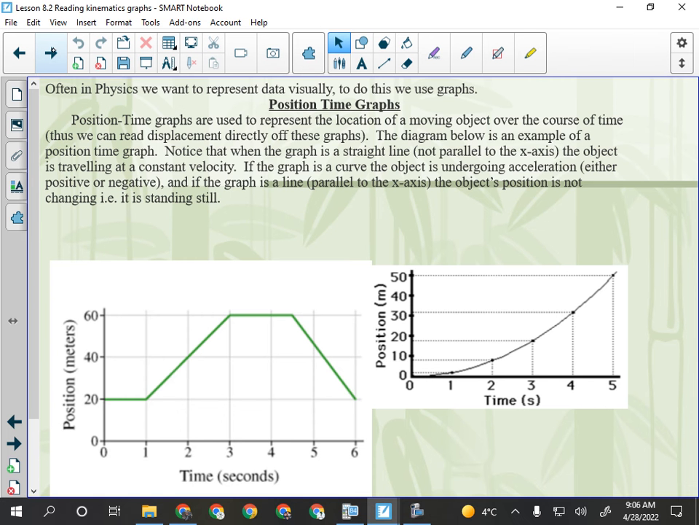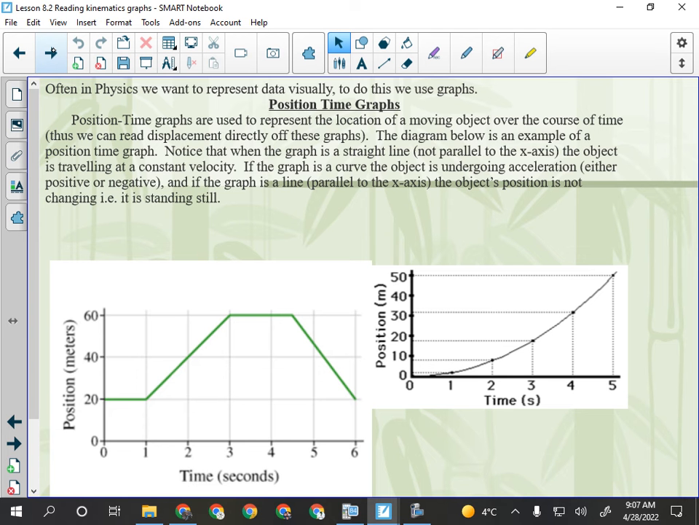So one of the things you're going to be required to do with graphs is interpret. And that doesn't require you to do any calculating. It means I can look at a graph and tell what's going on in that graph. All right, so as an example, this is a graph of position versus time here on the left. So it shows where an object is at various points in time.